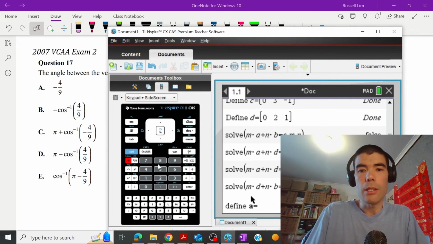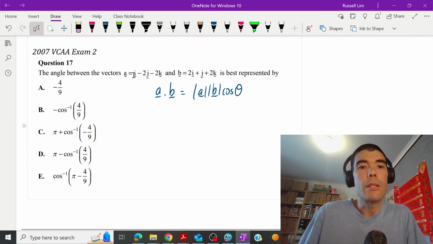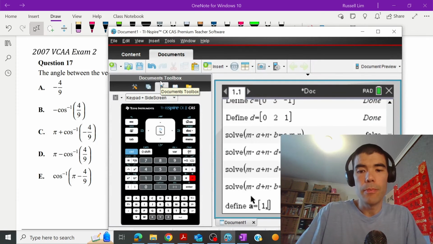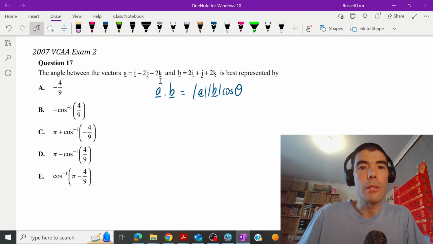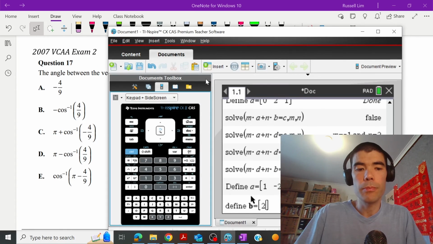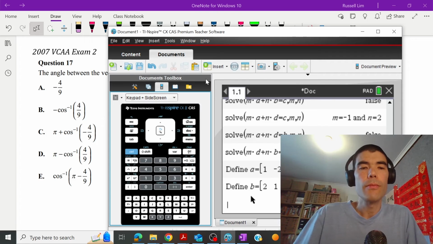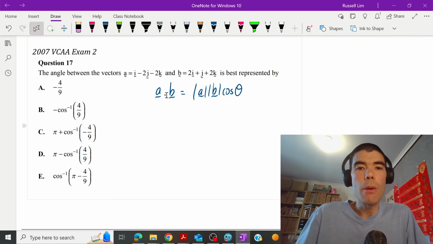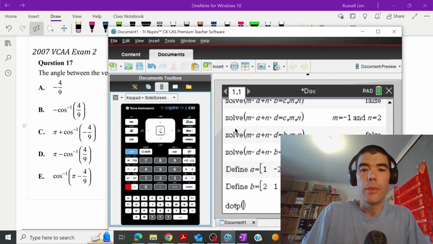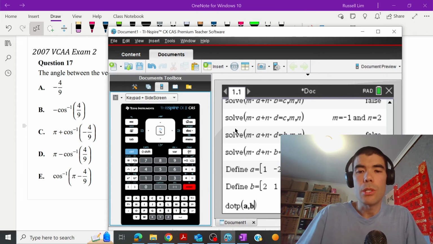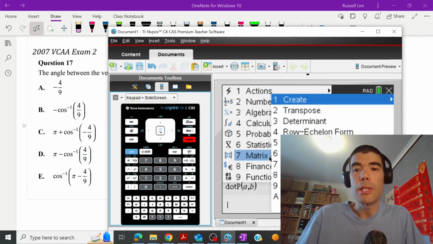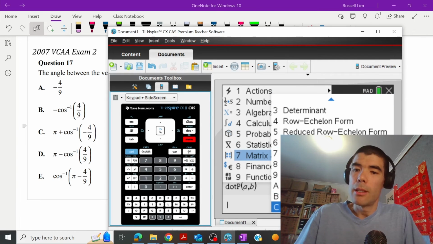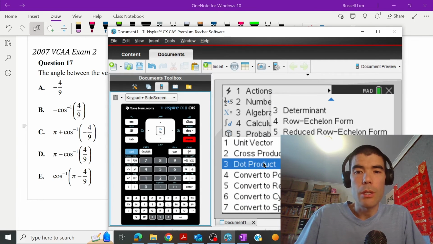Again, define the two vectors. A is going to be 1, negative 2, negative 2. B is going to be 2, 1, 2. And then we want the dot product of A and B divided by the length of A times the length of B. Dot product, just dotP. You could also find it under the CAS menu, matrix and vector. You've got to go down to vector, dot product.